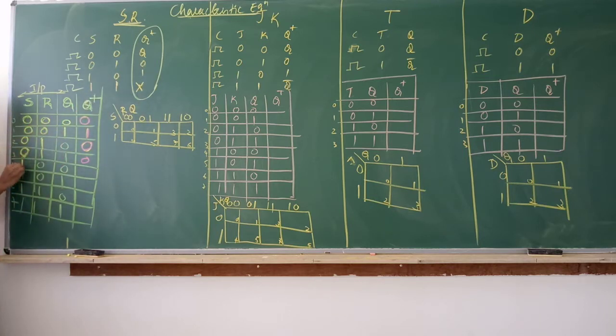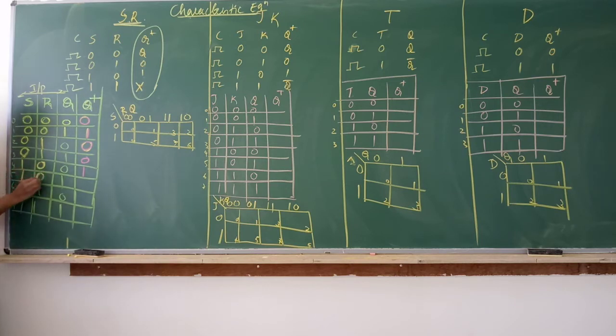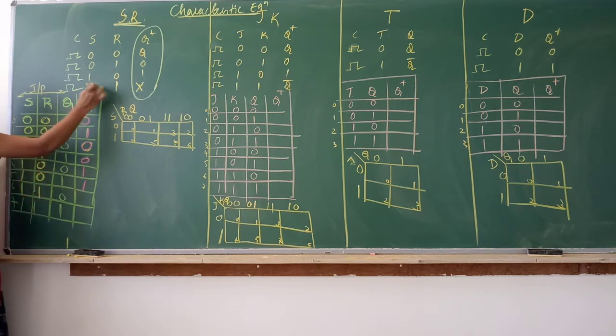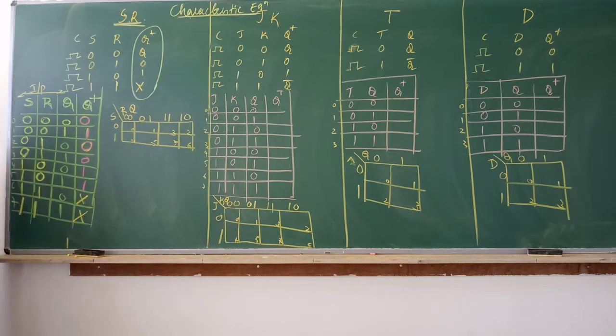Now, S is 1, R is 0. What is the next state? 1. So when S is 1 and R is 0, the next state is 1. When S is 1 and R is 1, it is a metastable state, so you write X. Okay, so this is how we write the 3 variable next state table.